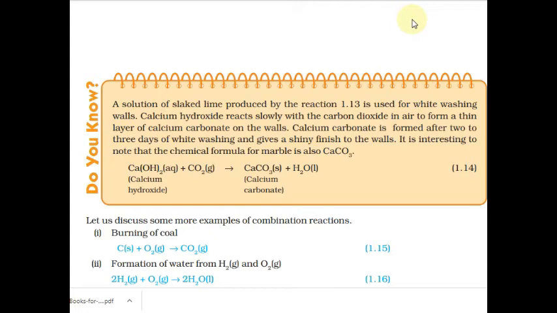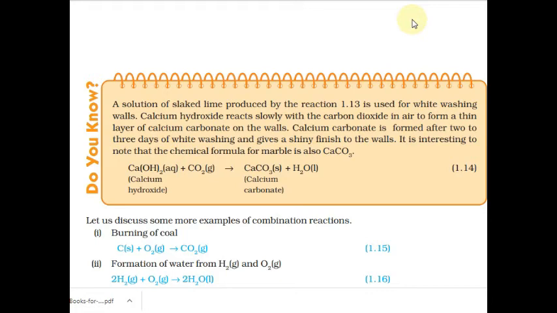Ca(OH)2 means calcium hydroxide. CO2 means carbon dioxide. It is in the gaseous form. So states are also given while writing the chemical equation. Ca(OH)2 aqueous. CO2 is in gaseous form. It gives CaCO3, calcium carbonate, which is in the solid form, and H2O, which is in the liquid form.